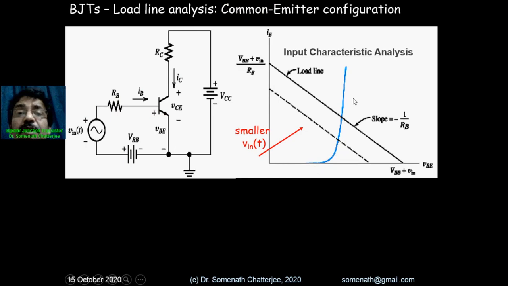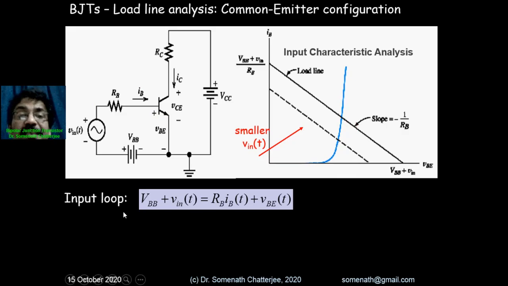This is the forward bias, where IB versus VBE, the base to emitter voltage. We can get the slope. From this slope, it is 1 by RB, that is the input resistance. So it is a transconductance. We can find out the transconductance from here.